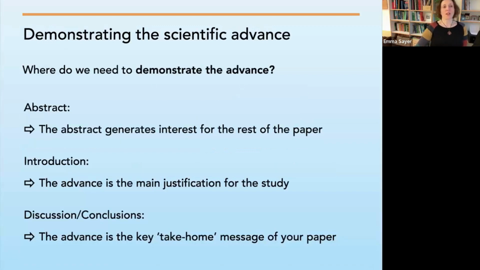And how do we demonstrate this? Obviously we're going to demonstrate it in the discussion and conclusions, but we also need to think about putting it in the abstract, because that's what's going to generate research interest for the research. Hopefully advancing the field was the main justification for the study, and of course the main justification for the study goes at the end of the introduction, and then in the discussion and conclusions, how your research has advanced the field is one of the key take-home messages of the paper.